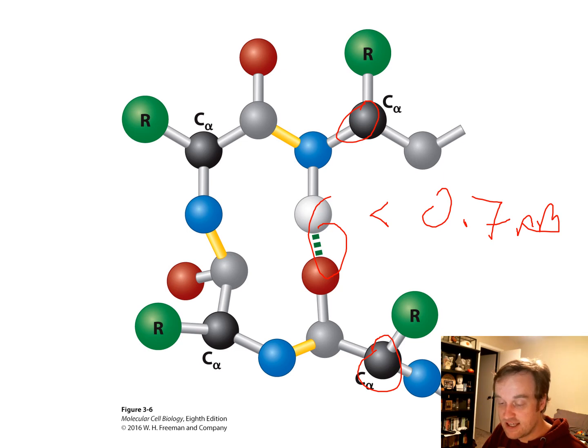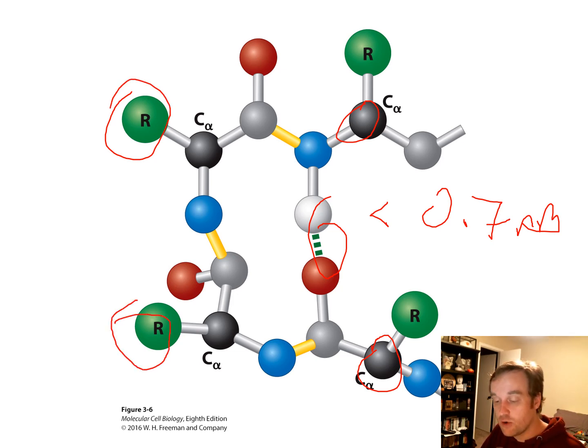And then the beta turn facilitates the folding of long polypeptides into this compact structure. And the R groups right here, these two, are usually glycine or proline, because glycine is the smallest of the R groups, and proline has this built-in bend, so they are most commonly found in these beta turns.